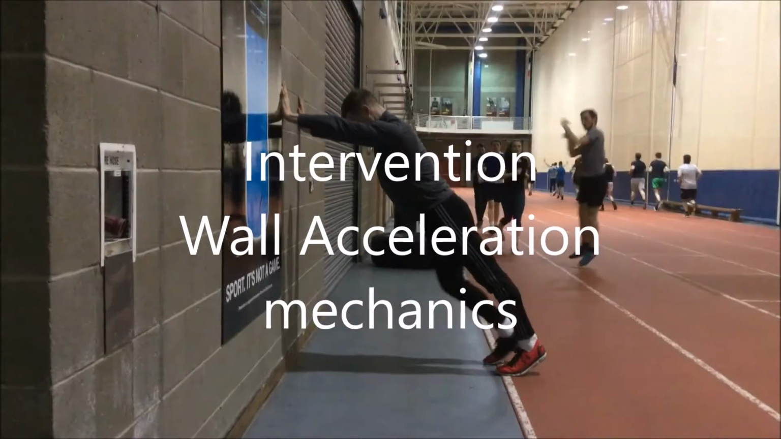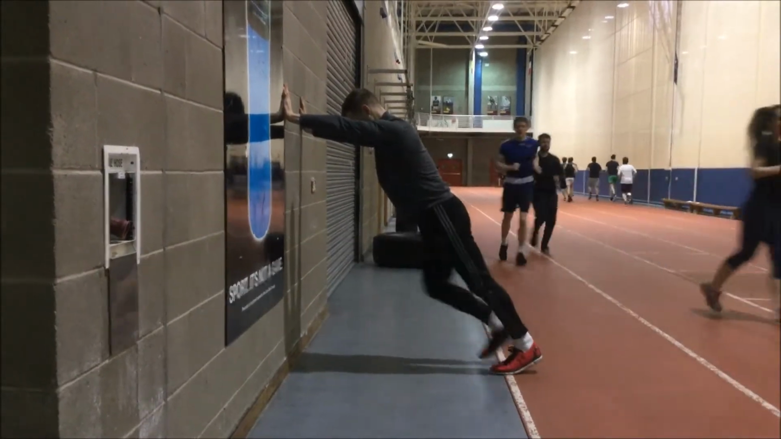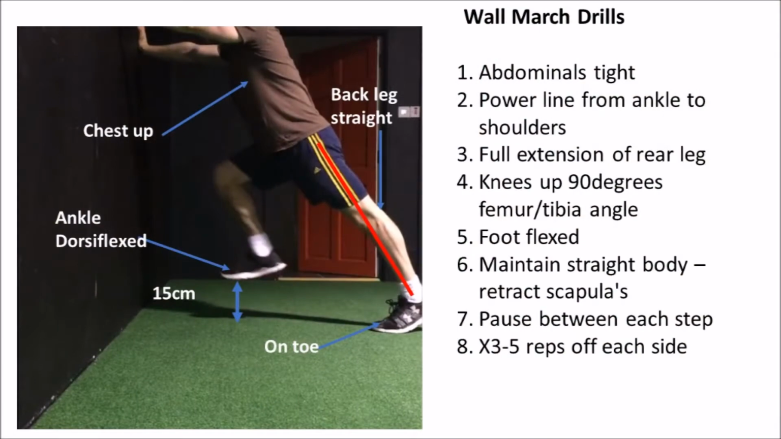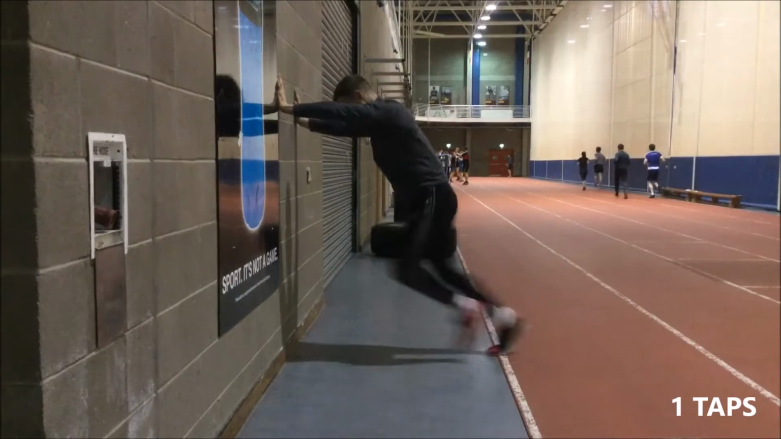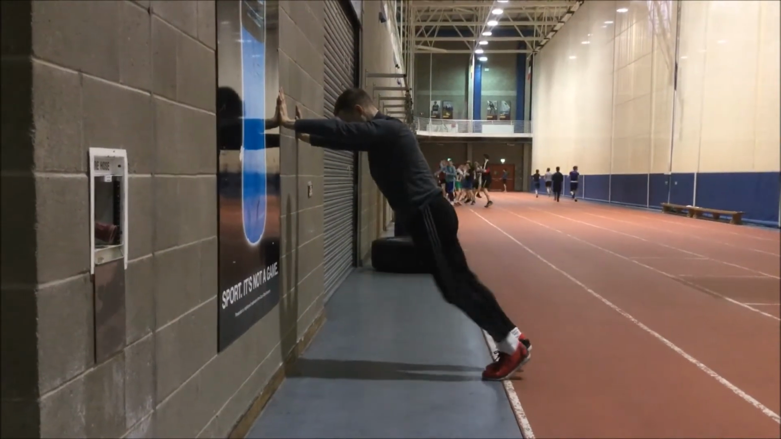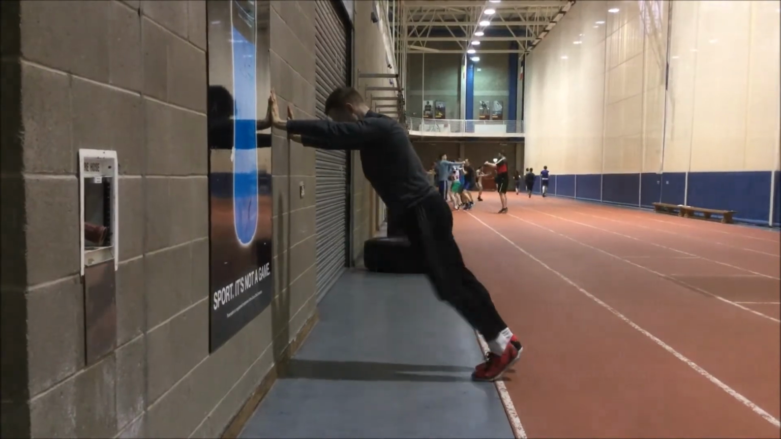The intervention put in place was our wall acceleration mechanics, firstly shown as a march, and here on this slide is the technical aspects of the march and how to set up for it. Secondly, there will be a one tap procedure, so just a little bit more speed. The following slide will identify the technical aspects needed to produce these mechanics.